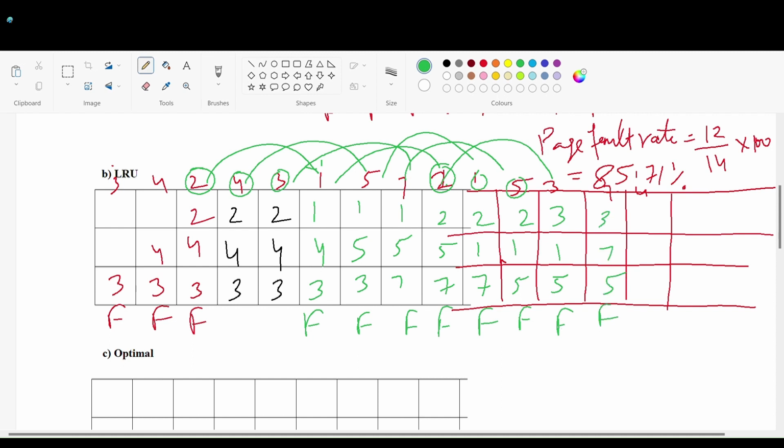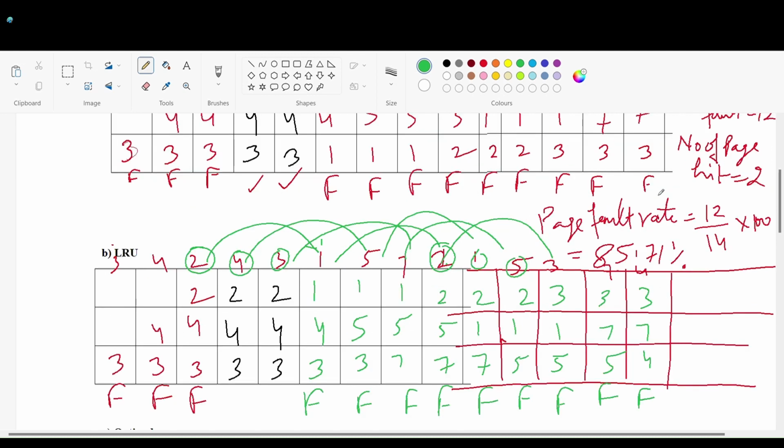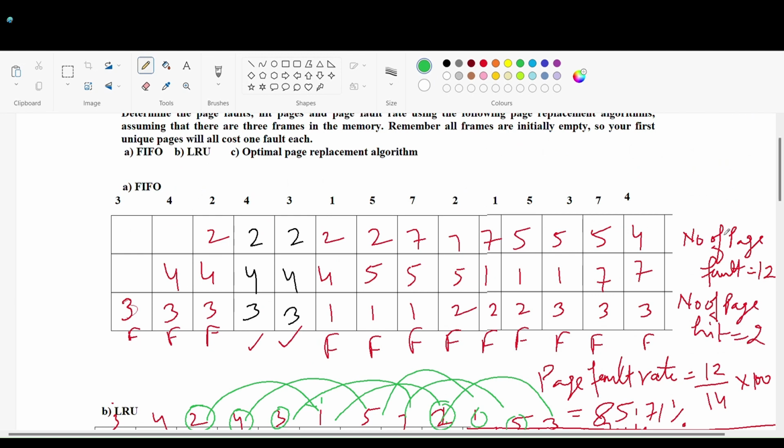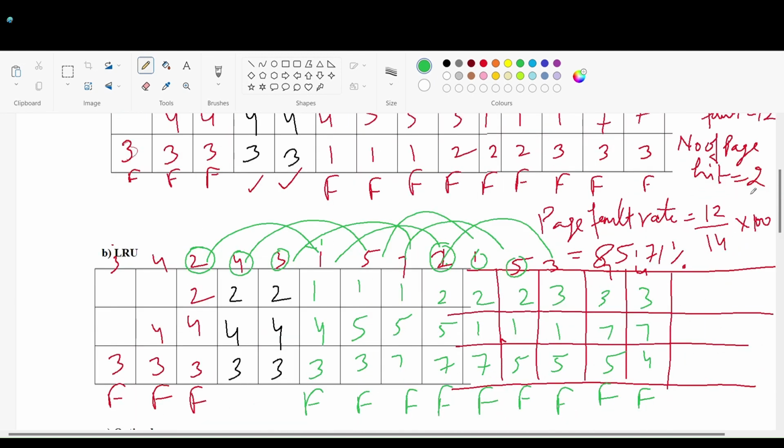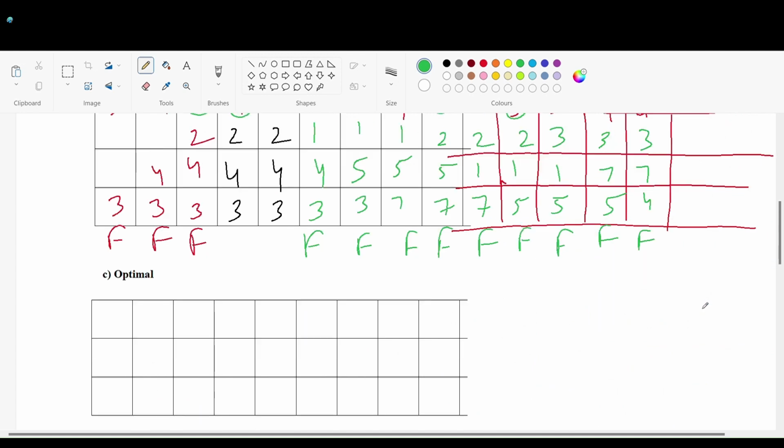Then 5. Okay, so replaced by 4, giving 4, 7 and 3. This is also a page fault. Okay, so the number of page faults is the same, 12. So the same thing happens here. Number of page faults 12, number of page hits 2, page fault rate 85.71, same thing, right?